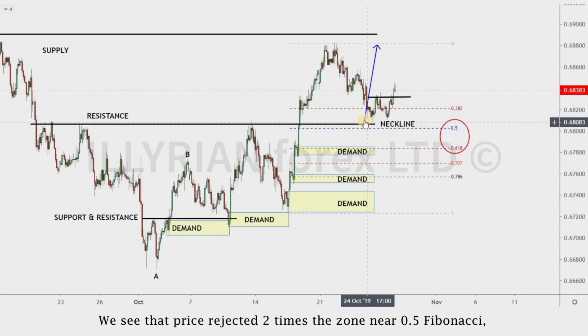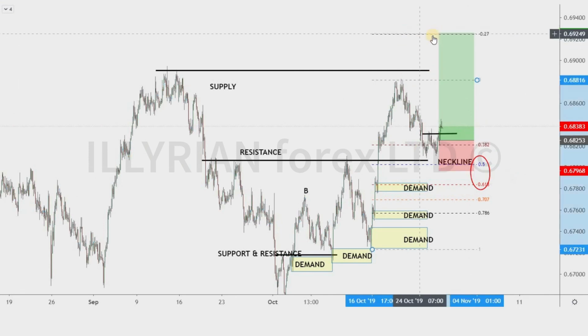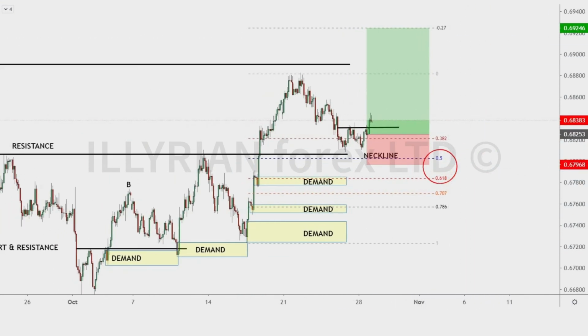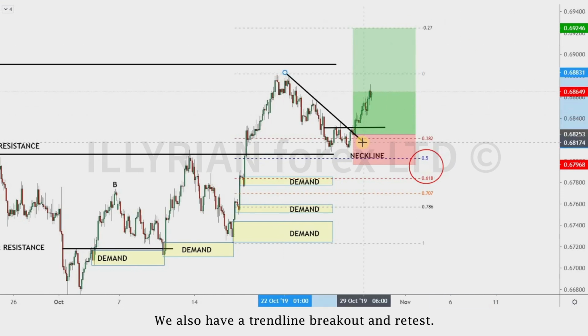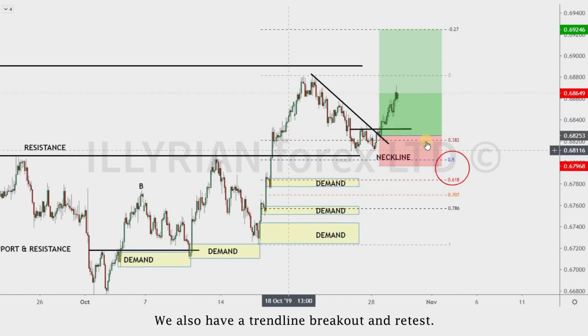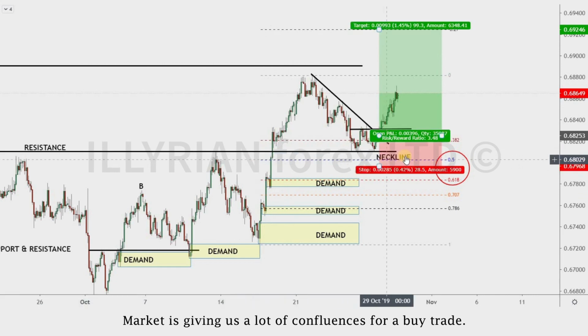We see that price rejected the zone near 0.5 Fibonacci two times, creating in this way a double bottom pattern. We also have a trend line breakout and retest. Market is giving us a lot of confluences for a buy trade.